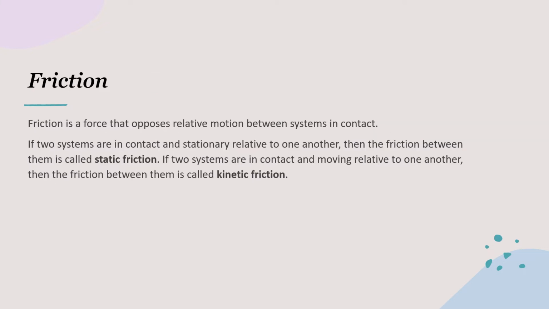Friction. Friction is a force that opposes relative motion between systems in contact. If two systems are in contact and stationary relative to one another, then the friction between them is called static friction. If two systems are in contact and moving relative to one another, then the friction between them is called kinetic friction.